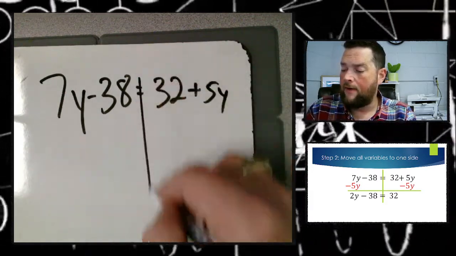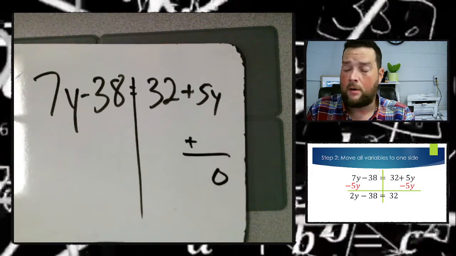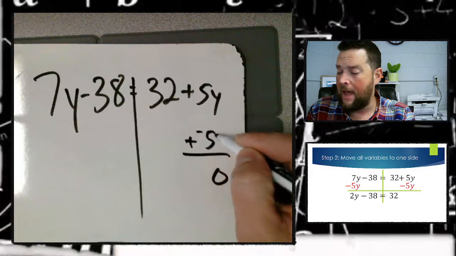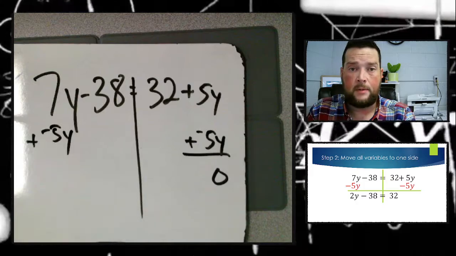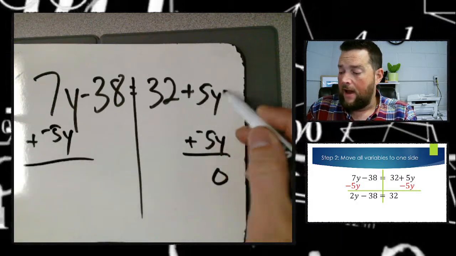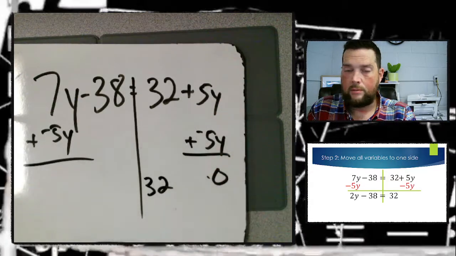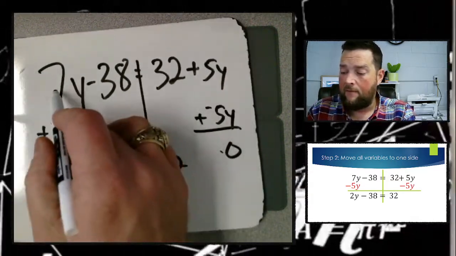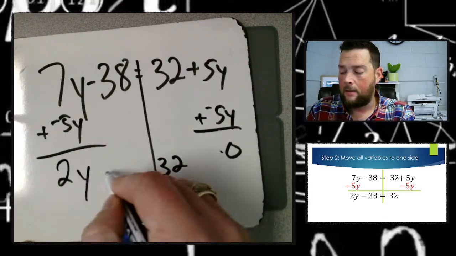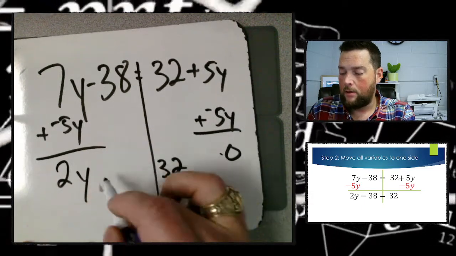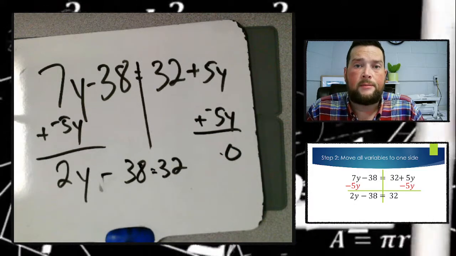I want to get rid of the 5y on this side, so I have to understand how I am going to make 0 out of that, all right? The way that I'm going to make 0 is by adding a negative 5y. It's opposite, which means I've got to do the same thing over there, all right? Just like that. 5y minus 5y or plus negative 5y is 0, and 0 plus 32 is 32 on that side. And on this side, 7y plus negative 5y is 2y minus 38 on this side, and that's going to be equal to 32, just like that.